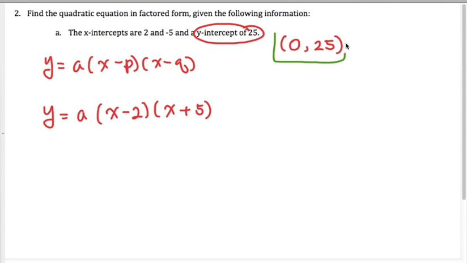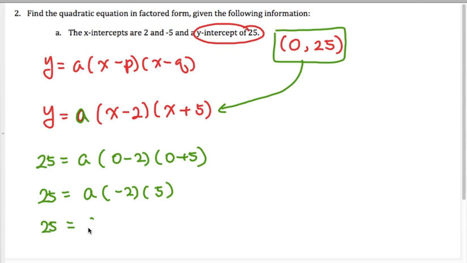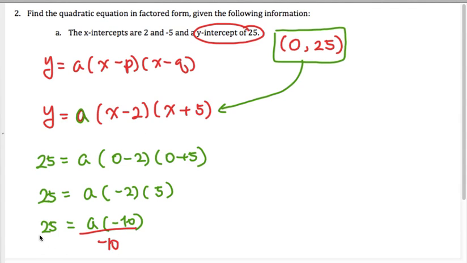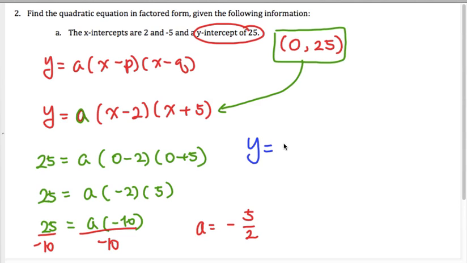We are going to plug this x and y value here in order to find a. Okay, let's do that. 25 is equal to a times 0 minus 2 times 0 plus 5. Okay, so 25 is equal to a times -2 times 5, and you get 25 is equal to a times -10. I'm going to divide both sides of the equal sign by -10, and you get a is equal to -5/2. I simplified 25 over 10. Okay, so this means I have everything I need to write the equation. y is equal to -5/2 times x minus 2, x plus 5.